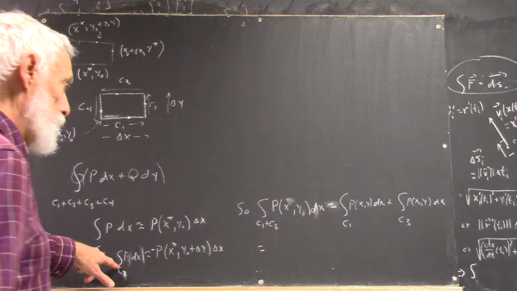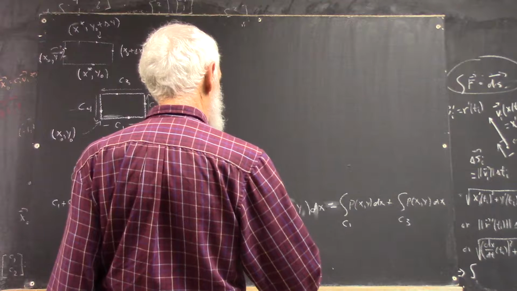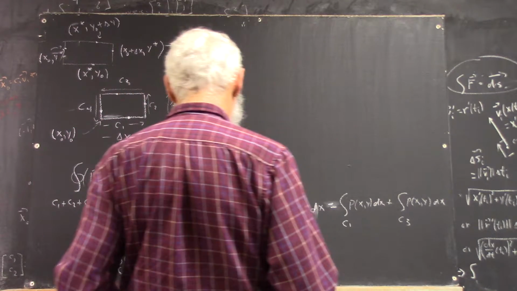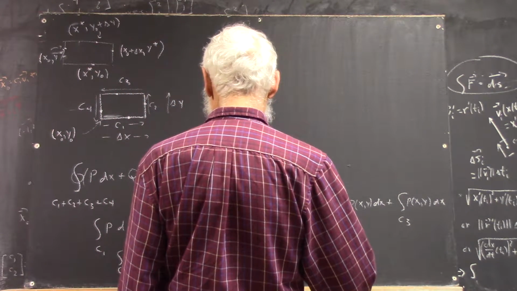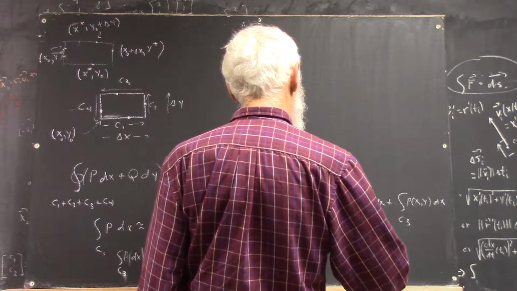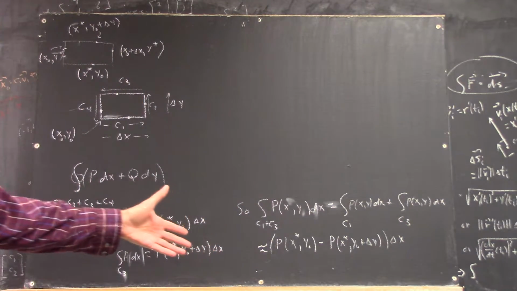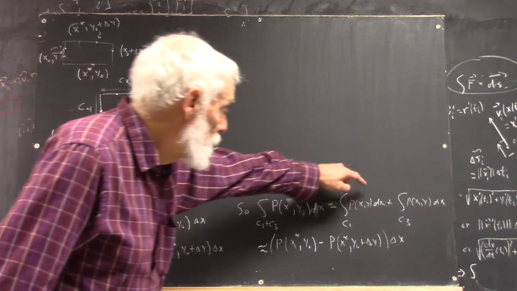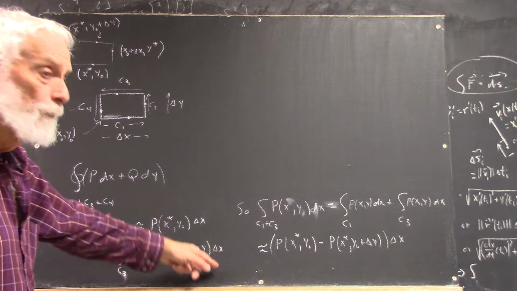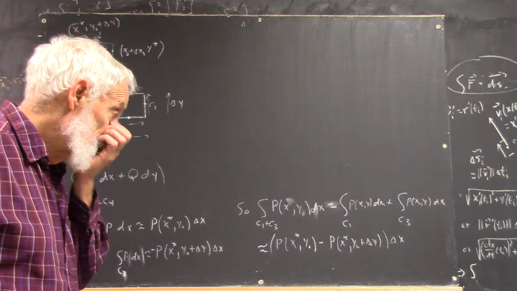And now we use what we have here. So this is approximately equal to P of X star, Y naught, minus P of X star, Y naught plus delta Y, times delta X. Is that clear? I mean, this equals this equals this, but of course I factored out my delta X. We got the minus sign, of course. Okay, that's great.